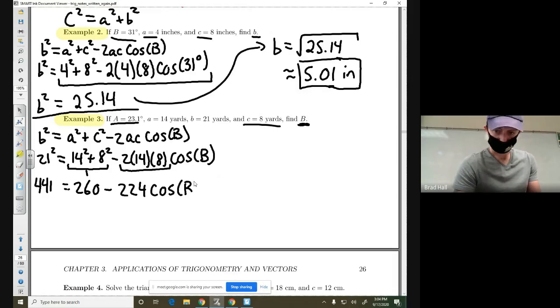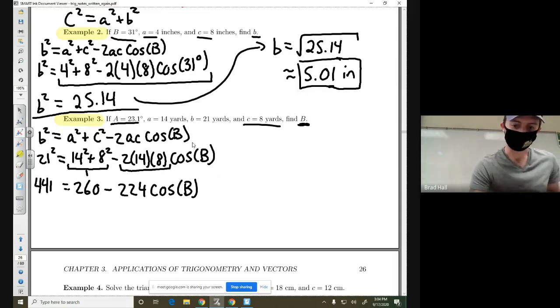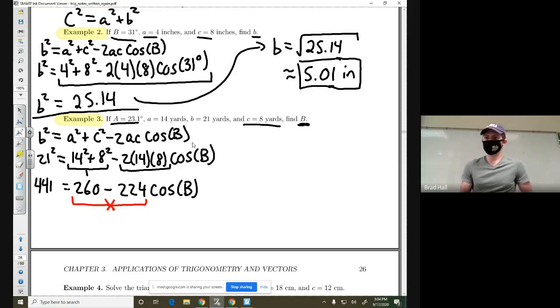So this is all okay. But what we have to do, so again, you cannot, and I know someone's going to do it. This is my warning. You cannot bring those numbers together. It breaks order of operations. That 224 is stuck with the cosine.